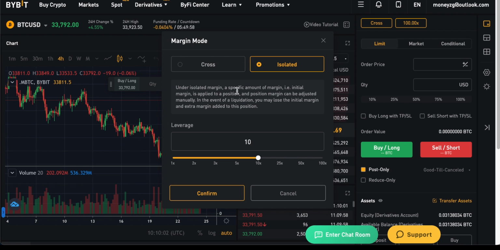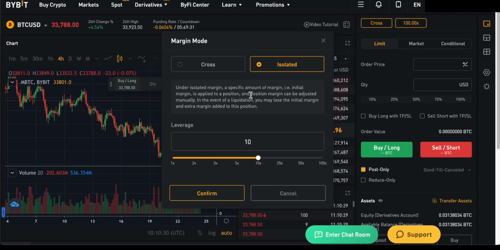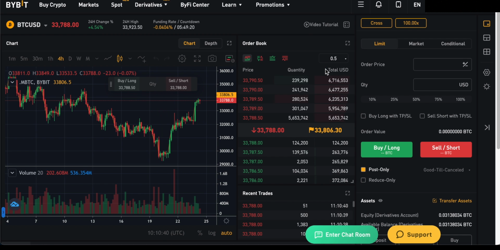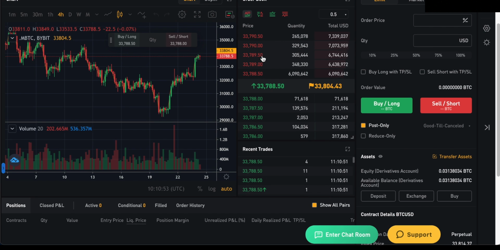Isolated margin, as you can see, is different. Essentially, you margin up each individual position, and margin is only applied to each individual position, and it won't take the entire amount of value that you have on account and essentially just fund every position all at once. Most people will go for cross margin to keep it simple, but with some trades you might want to use isolated margin.